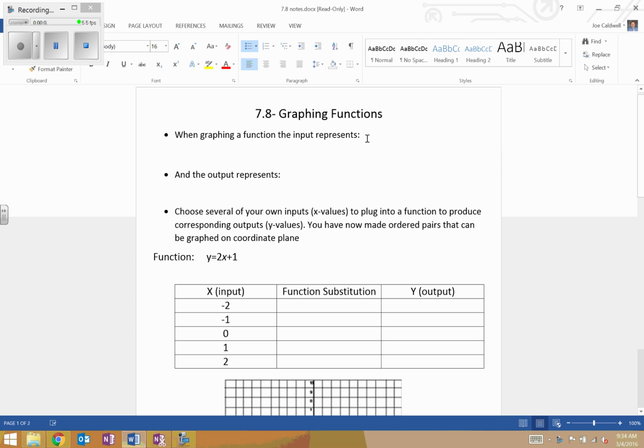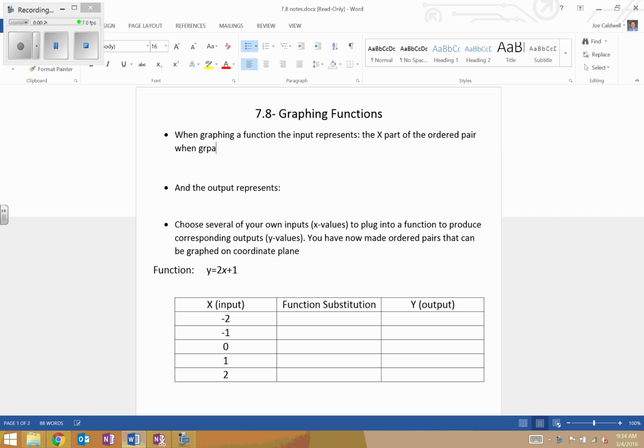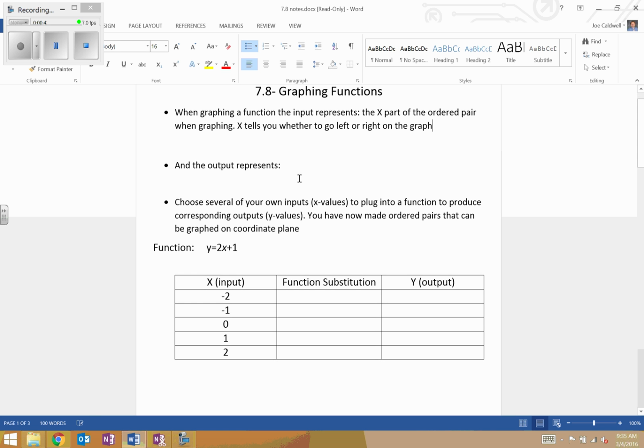All right, when graphing functions, the input represents the x part of the ordered pair when we're graphing. And remember, x tells you whether to go left or right on the graph. So the number you plug in for x in a function also represents how far left or right you go. So if the x value in a function was 2, you'd go 2 to the right.